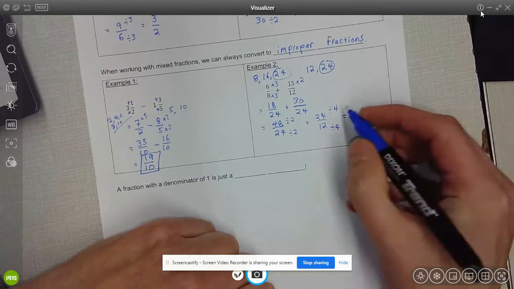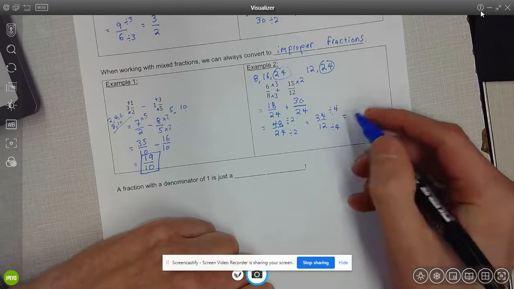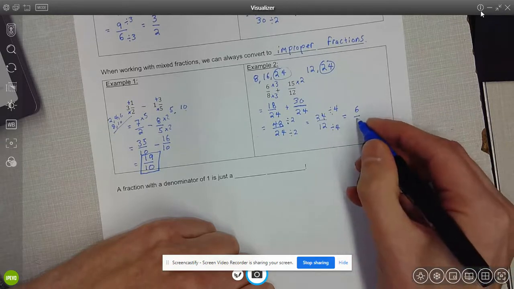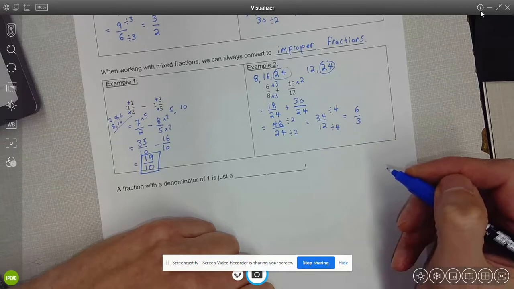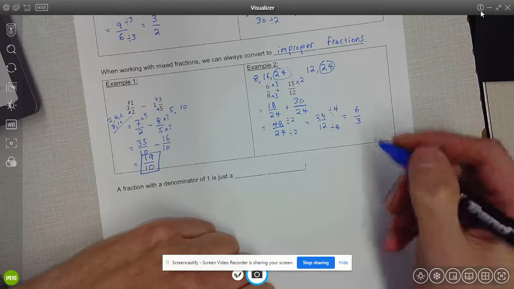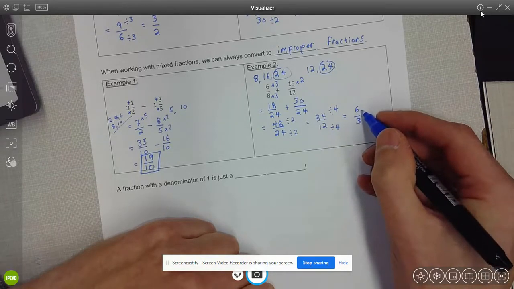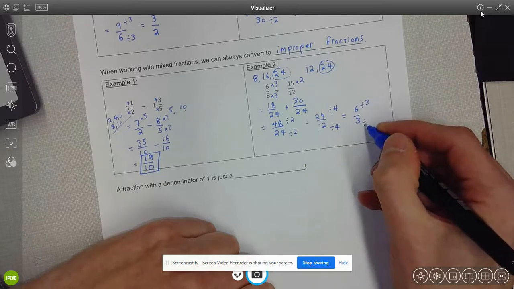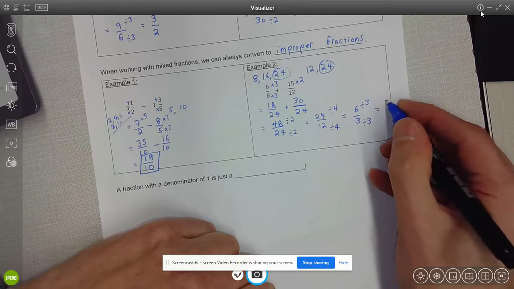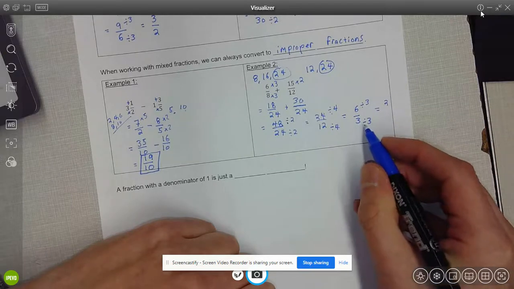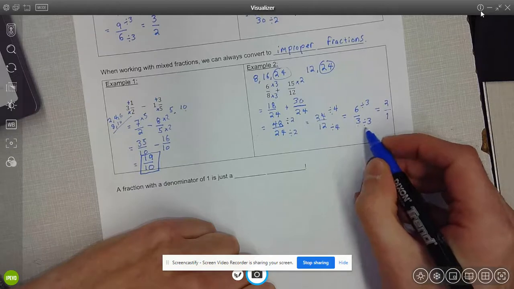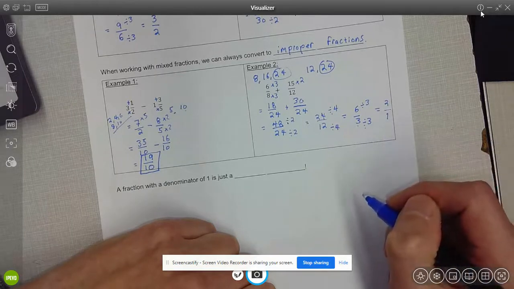24 divided by 4 is 6. 12 divided by 4 is 3. Can I keep going? Sure. I can divide 6 by 3, and of course I can always divide 3 by 3. 6 divided by 3 is 2. 3 divided by 3 is 1. Any number divided by itself is just 1. Okay, so I've got 2 over 1.